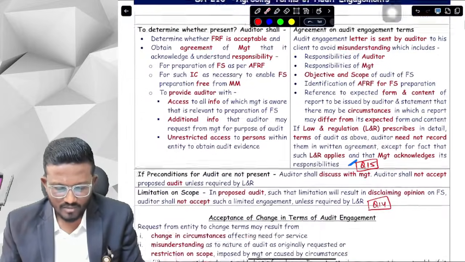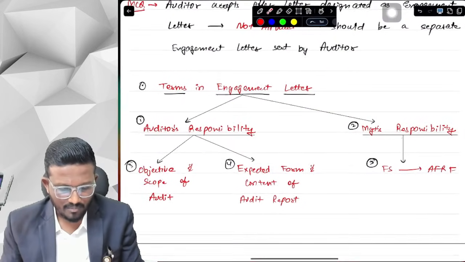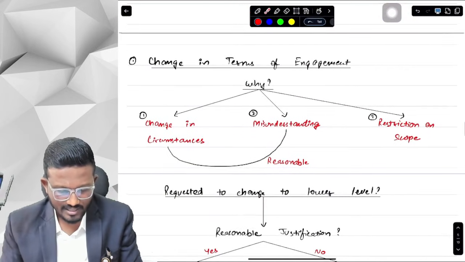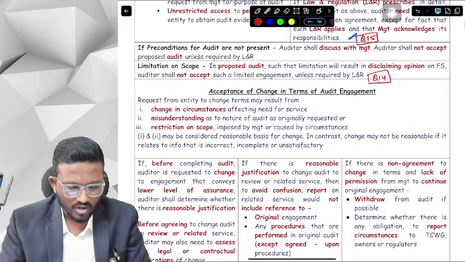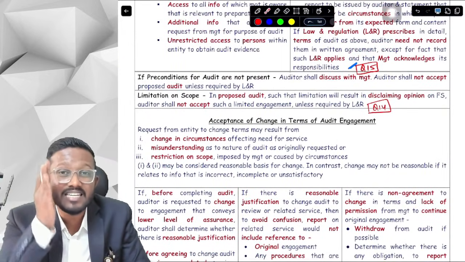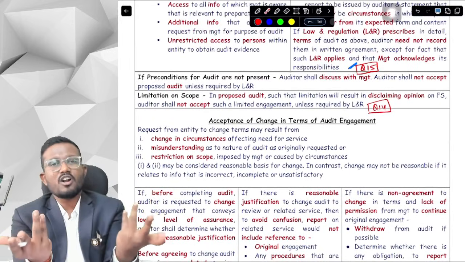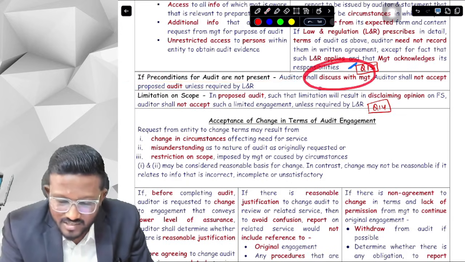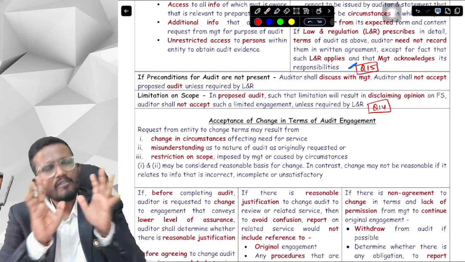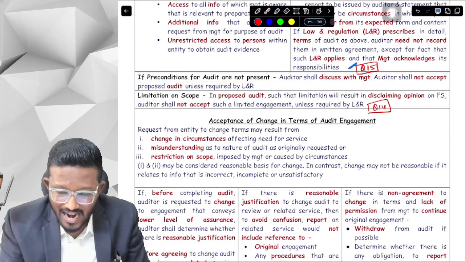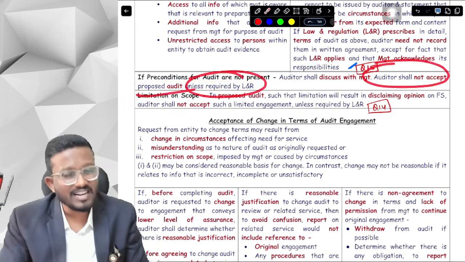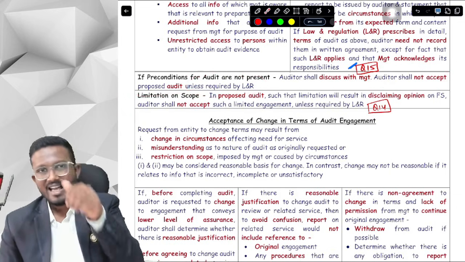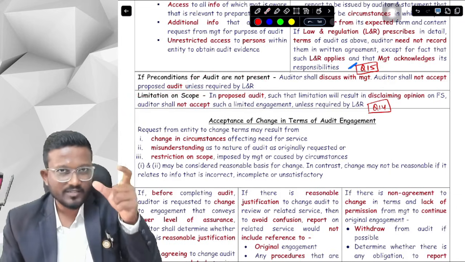Now let's talk about some of the conditions. What if the preconditions for the audit are not present? Now these are preconditions because these are our conditions. If these conditions are not present, how can we accept the audit? So it says if these conditions are not present, then we will discuss with the management. We will not directly decline. We will first of all discuss with the management, and the auditor shall not accept the proposed audit unless required by law and regulation.